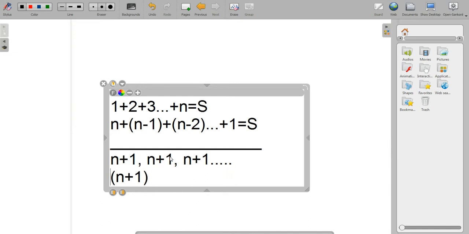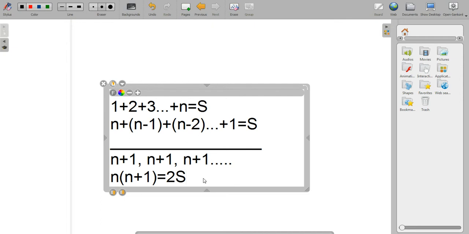and how many are there? Well, there's n of them since you go up to n. For every one, there's an n plus 1: an n plus 1 for 1, n plus 1 for 2, n plus 1 for 3. So this would be the sum: n times n plus 1. And this is just equal to 2s. Okay, hope I didn't lose anybody.